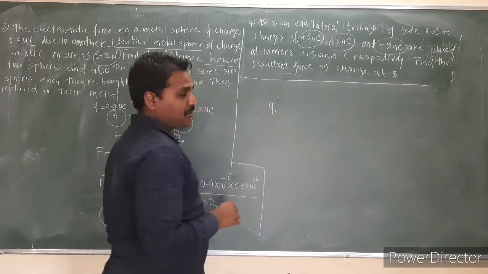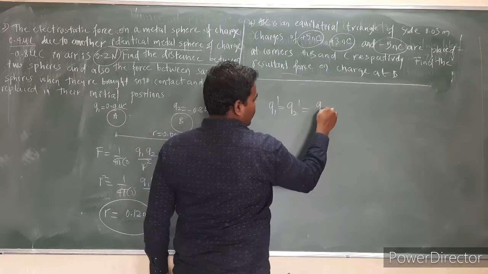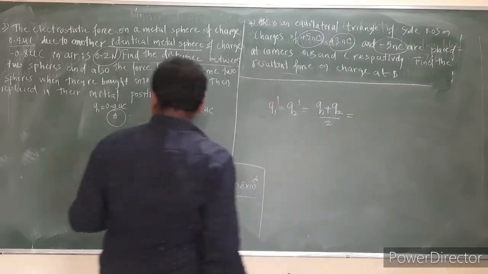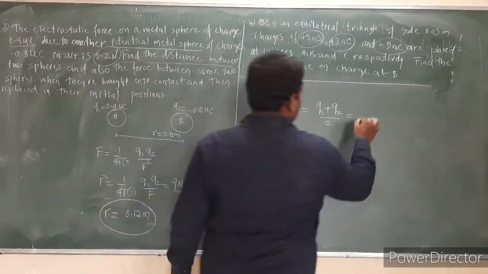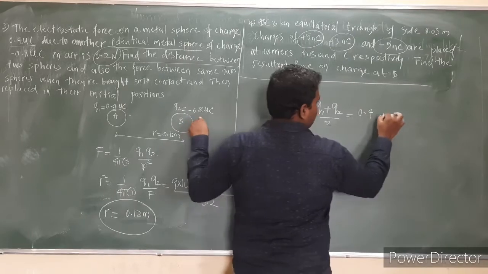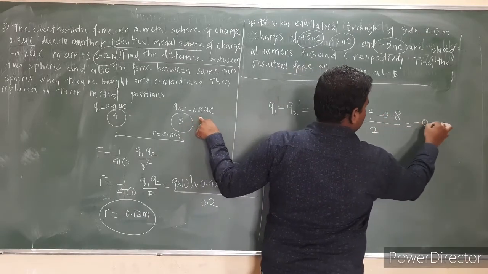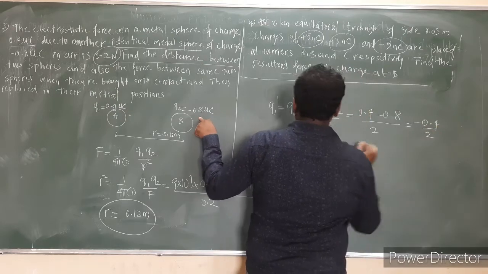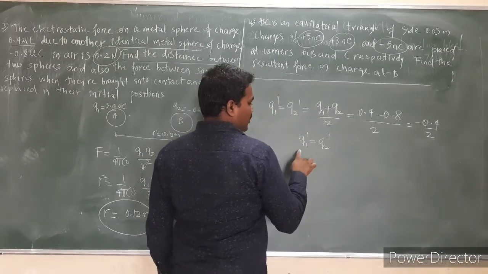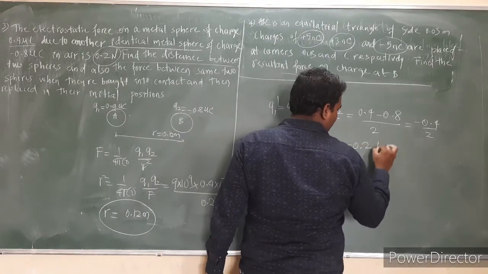So the new charge present on metal sphere A, that I write as Q1 dash, is equal to Q2 dash. That will be equal to Q1 plus Q2 divided by 2. What is the value of Q1 here? Q1 is equal to 0.4 microcoulomb. Q2 is equal to minus 0.8 microcoulomb, whole divided by 2. So this I will get as minus 0.4 divided by 2. So the new charge present on both the spheres, Q1 dash is equal to Q2 dash, that is equal to minus 0.2 microcoulomb.